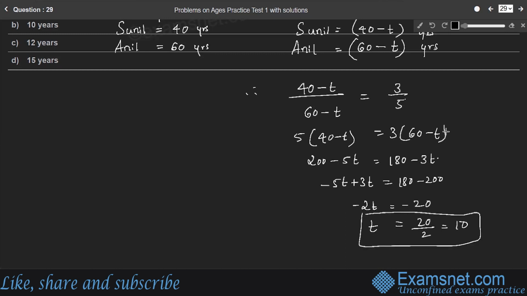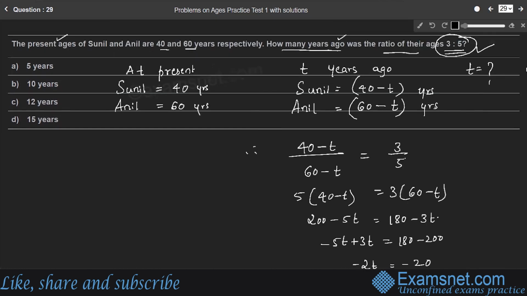Therefore, T is 10 years, right? So, 10 years ago, the ratio of their ages was 3 is to 5. Therefore, for the given question, 10 years is the answer. Option B.